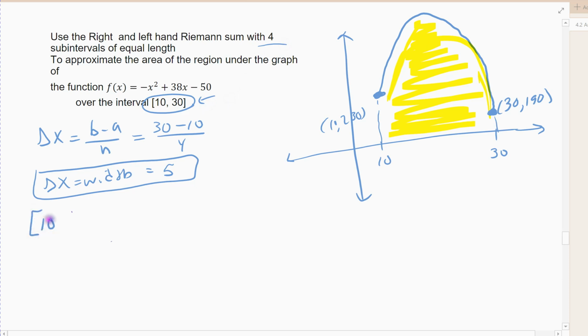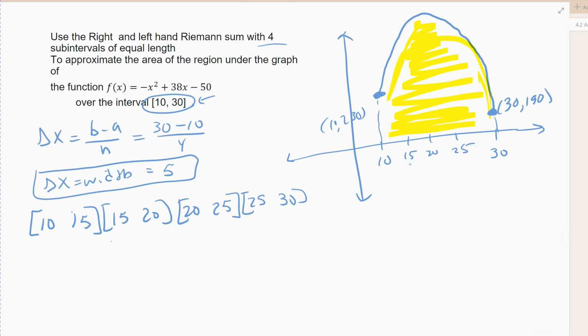So my first interval is going to start at 10. It's going to go over by 5, so I'm going to go over to 15. Then the next interval starts where that one stops. So 15 over 5 puts me at 20. Then 20 over 5 puts me at 25. And then 25 over to 30. So that would be at 15, 20, 25, 30. And so there's where my divisions are, 5 units apart for each of those. Now I'm going to find the left and right hand area.